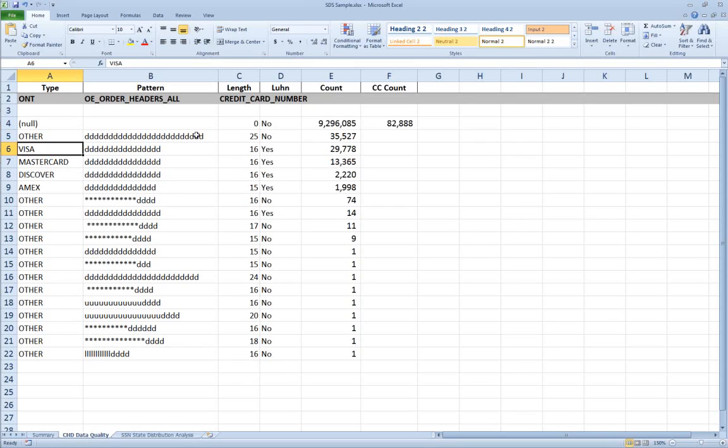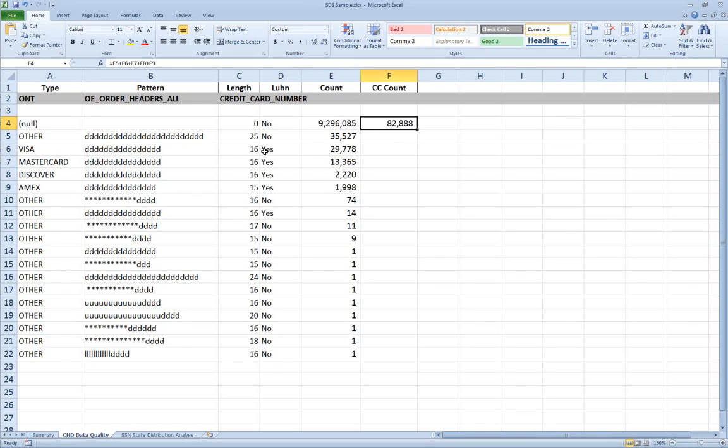So in this case, we did data analysis, and this was on the OE order headers all table. So this is order management, the credit card number column. And so in this particular environment, they had about 10 million orders in their Oracle order management system. Well, they typically don't do credit card numbers, but they do it in some cases for kind of repairs, small items that people order through one website. So this table had 9.2 million rows, but only 82,000 credit card numbers. And this is actually validated.